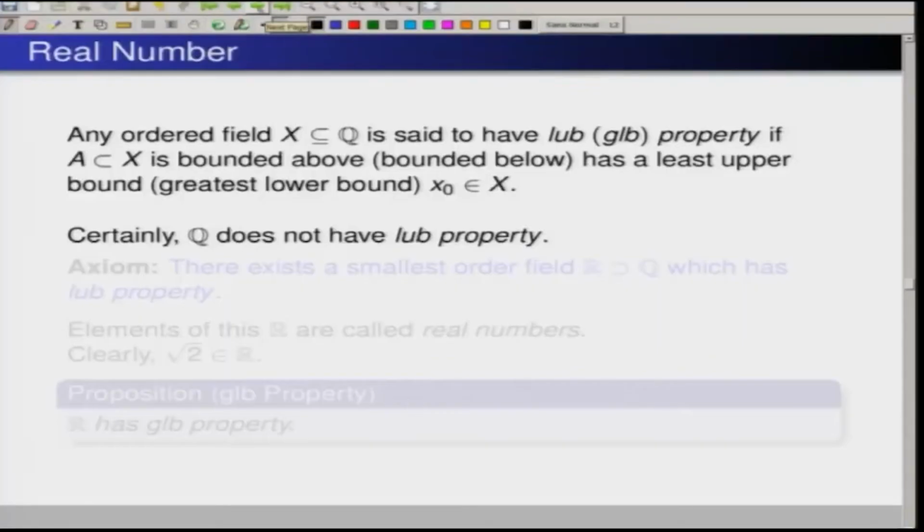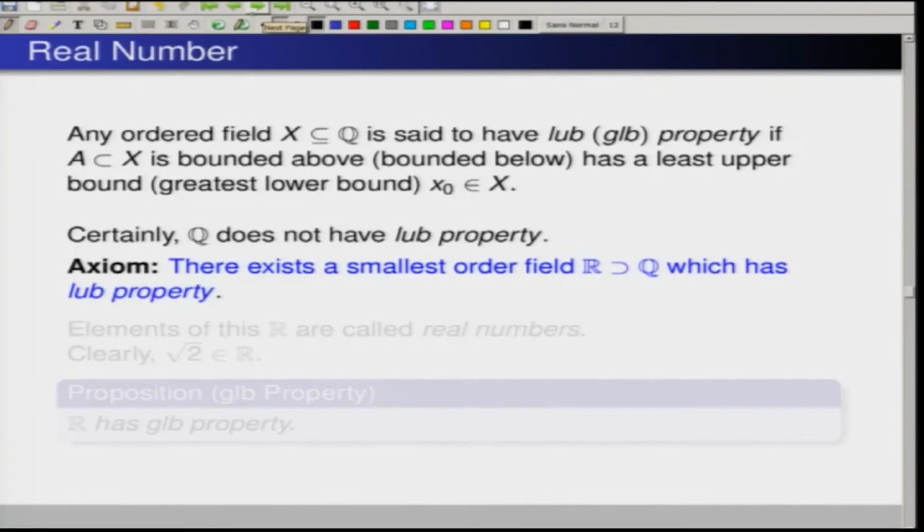So, this is now the difficult part which we are not going to prove, but one can show that, and we are taking it as an axiom that there exists a smallest ordered field R, which we denote by this R, which contains Q, which has the least upper bound property. So, this is what a real number is. This is a kind of a set which is an ordered field which contains the rationals, and it also has the least upper bound property.